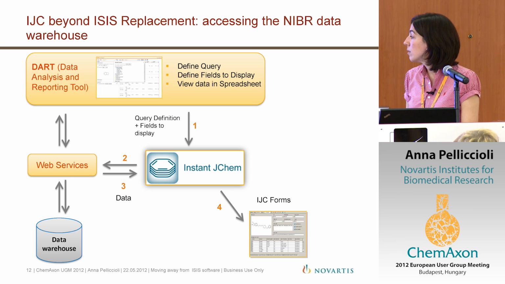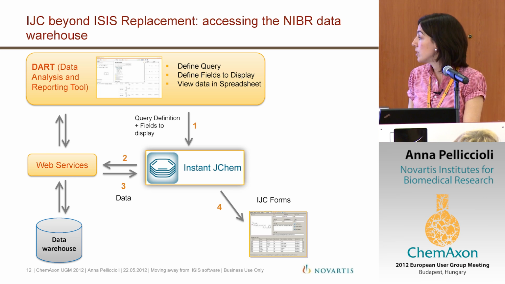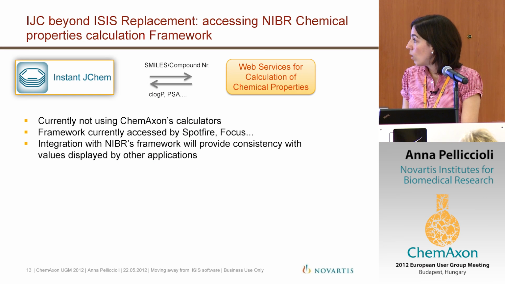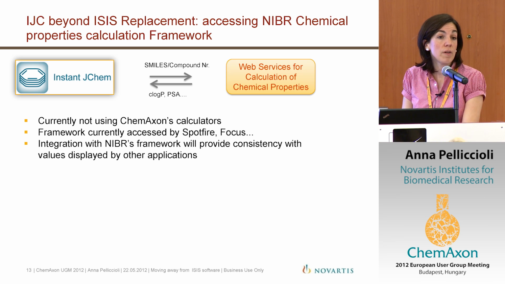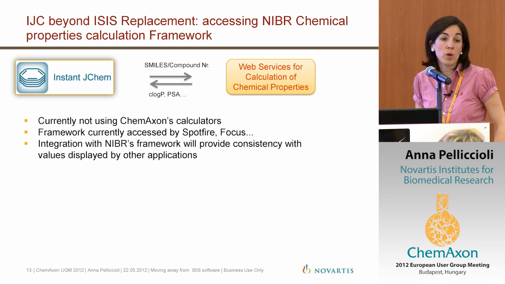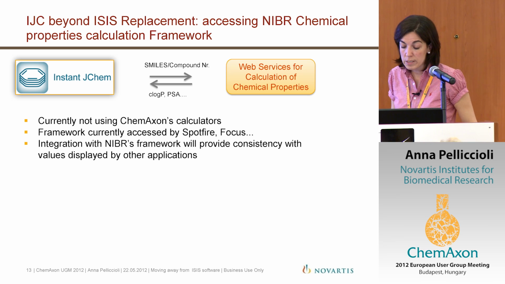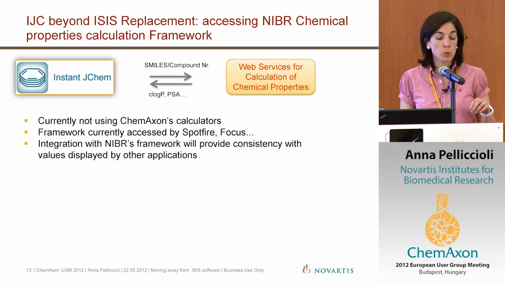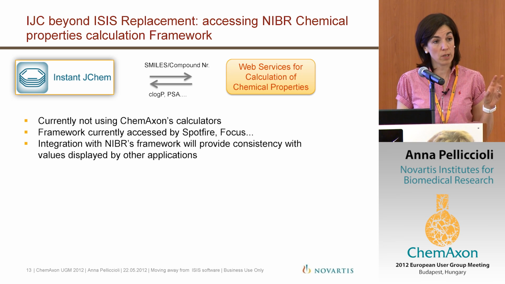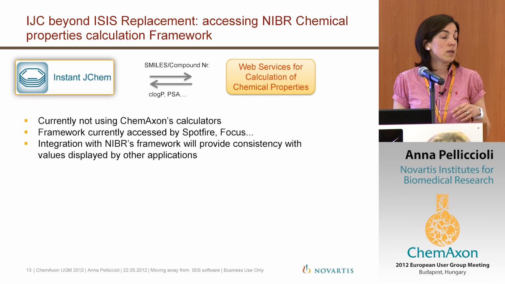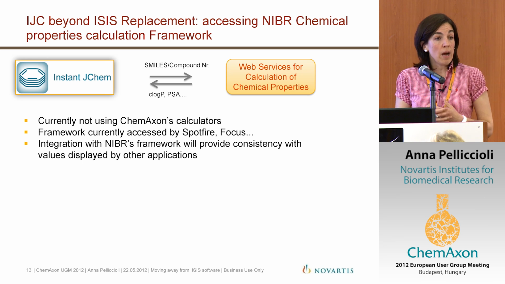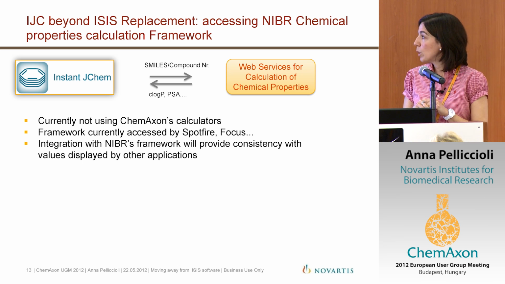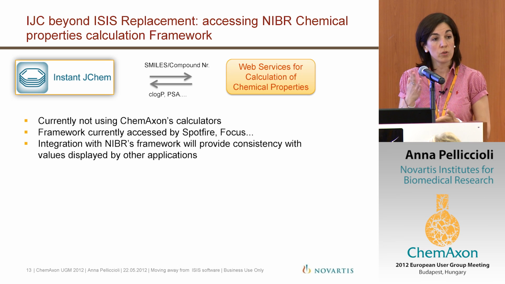From that point on, it will work for people just like IJC usually works. One last thing we are going to develop is the integration of Instant JChem with our chemical properties calculation framework. We have this framework where we can publish models for calculations, and these models are accessible via services. This is already being used by other tools, for example, Spotfire and Focus. So we want to make these calculations accessible to IJC too.